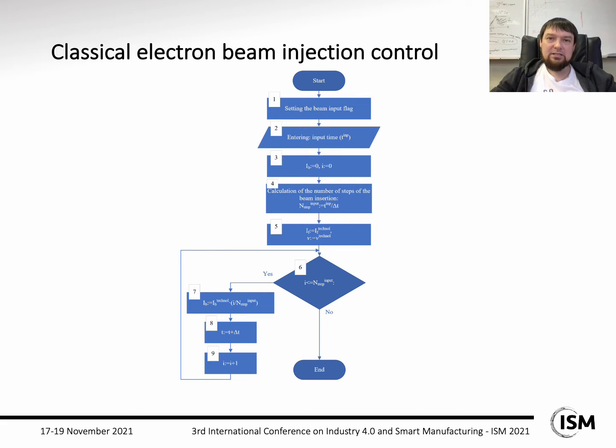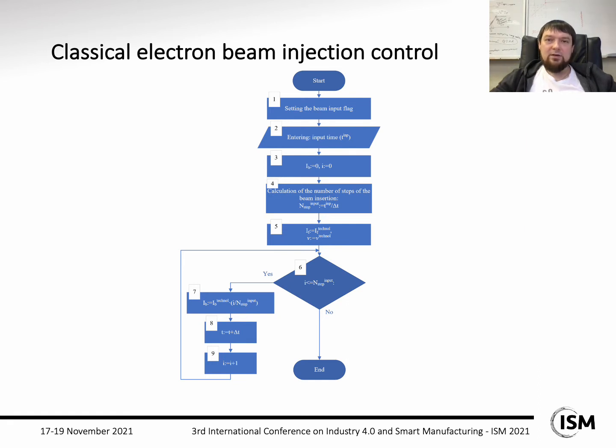This slide presents the classical electron beam injection control. First, the beam input flag is set, then entering the input time and IB are set to 0. Next, the number of steps of the beam input is calculated, and the following values are set for the focusing current and the welding speed.